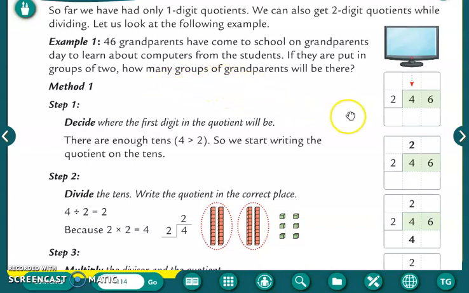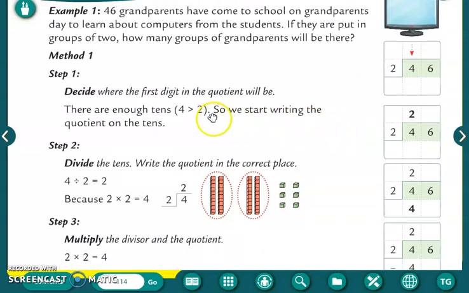तो उसके लिए हमें करना है, फर्स्ट ऑफ ऑल 46 divided by 2, that you have to write like this. Now decide where the first digit in quotient will be. अब हमें ये डिसाइड करना है कि सबसे पहले हमें डिवीजन करने में कहाँ से स्टार्ट करना है.